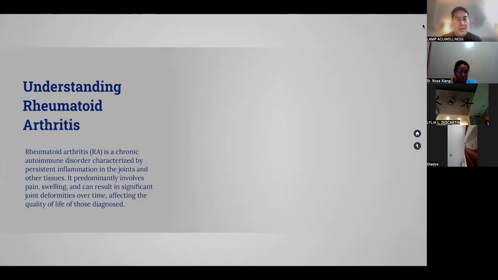Okay. RA is a chronic autoimmune disorder. I think everybody knows that. Characterized by persistent inflammation in the joints, not only the joints, but other tissues as well. It predominantly involves pain, swelling, and can result in significant joint deformities over time. So always be observant. If the first thing that you notice would be the deformity of the joints, then you already have an idea what your patient probably has.